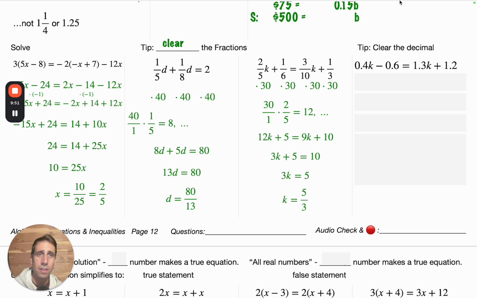Here, I'm going to clear the decimal. It's just going to look a lot easier to do if I multiply everything by 10. The reason I'm doing 10 is because there's one digit in the decimal, like it's 0.4, 0.6, 0.3, 0.2.